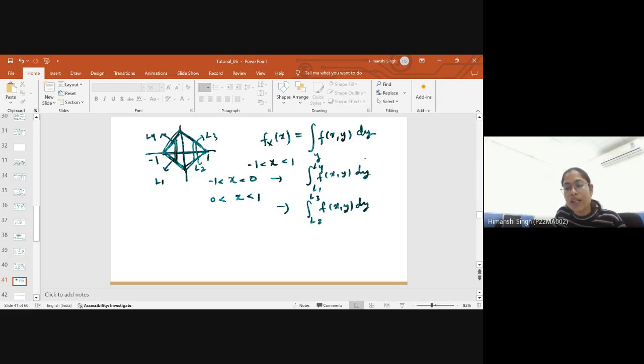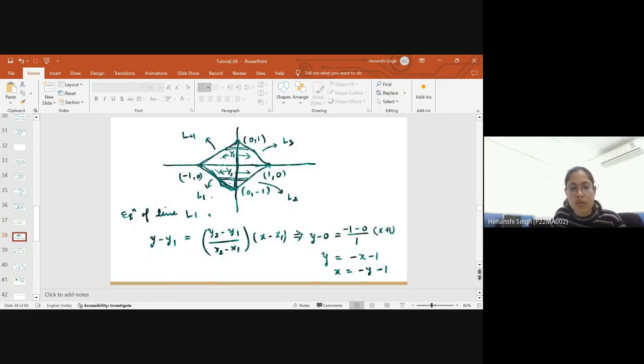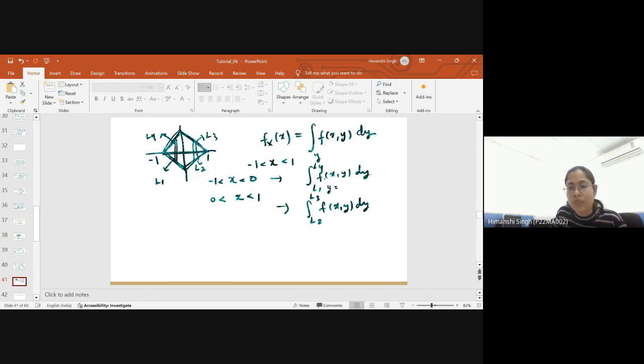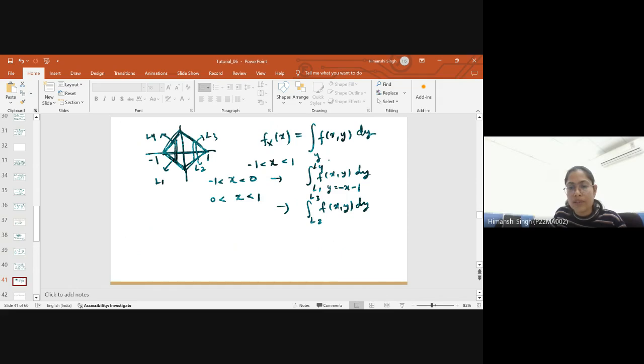Now, because we are integrating with respect to y, we will find the equations of these lines in the form y equals something. So what was L1? L1 was y equals minus x minus 1. So it will run from y equals minus x minus 1, that is L1, to L4. L4 was y equals 1 plus x, so it will go up to 1 plus x.